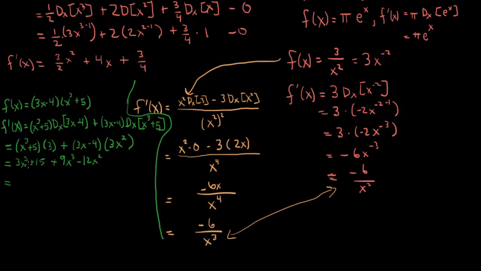So let's see here. Actually, I can introduce back my f prime of x. F prime of x. We have 3x cubed and 9x cubed, so that's 12x cubed. And we have minus 12x squared and plus 15. Okay, which is the same answer we would get if we FOILed this and then took the derivative of the resulting polynomial. Okay, so that's the product rule.